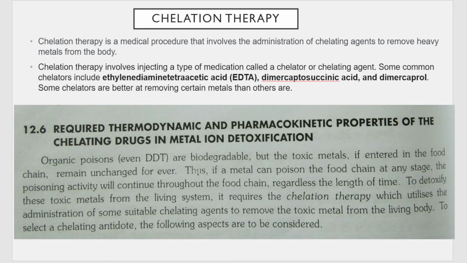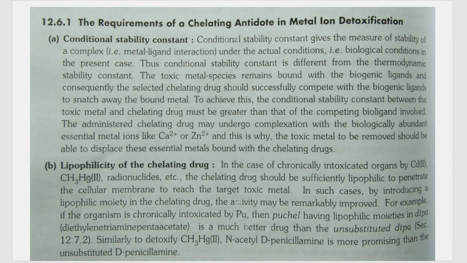Let us study the requirements of a chelating antidote. We are studying the requirements for a good chelating antidote. First is conditional stability constant. Say there is a person who has high toxicity of heavy metal in his body, and he is taking a particular chelating drug so that he can detoxify himself. Now that heavy metal present in his body is already bound to some metalloprotein or enzyme. That metalloprotein or enzyme is called a biogenic ligand. That heavy metal ion has already bound to it and deactivated it. Now this chelating drug that is entering his body, what should it do?